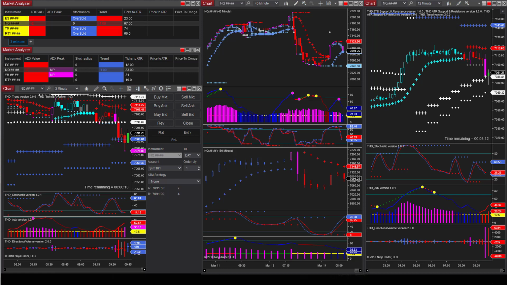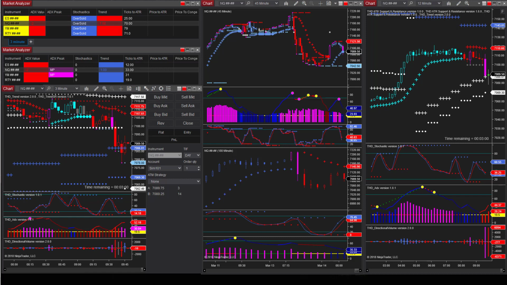And this is the hardest part of trading, is waiting on that setup. There's not always a trade every moment of the day. Sometimes you just have to wait. Potentially getting a magenta peak on the 3 minute, that should push it back up to the ATR, which is where I want it to go anyway.